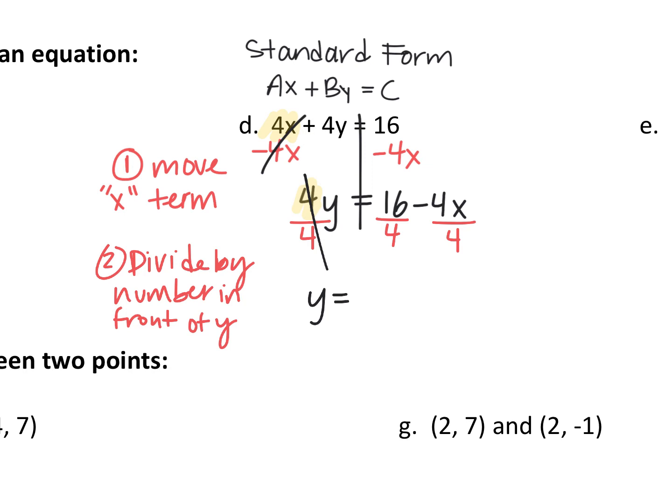16 divided by 4 gives me 4. And then this one is negative 4 divided by positive 4, negative 1x. If you don't like this, you could rewrite it as negative 1x plus 4, same thing.